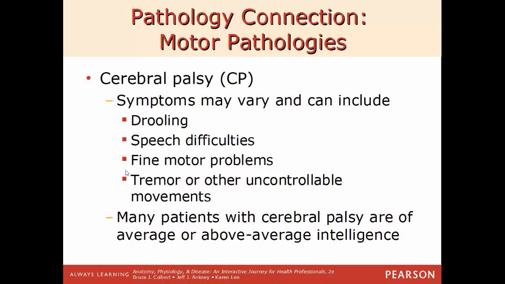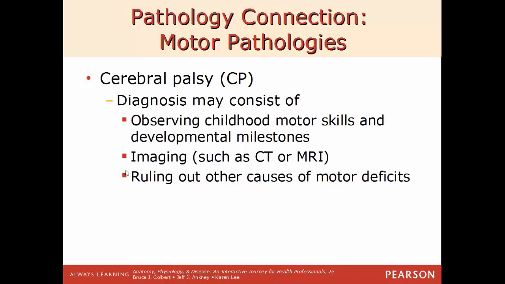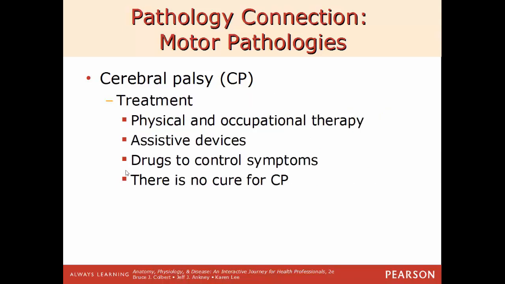And many patients with CP are average or above average intelligence. So cognitively, they're fine. It's just the motor functions that are impaired. Diagnosing of CP could consist of observing childhood motor skills and looking for developmental milestones, imaging such as a CAT scan or MRI, and also ruling out other causes of other motor deficits. Treatments for CP: physical therapy, occupational therapy, assistive devices, wheelchairs, for example, or braces, drugs to control symptoms, but unfortunately there's no cure for cerebral palsy.